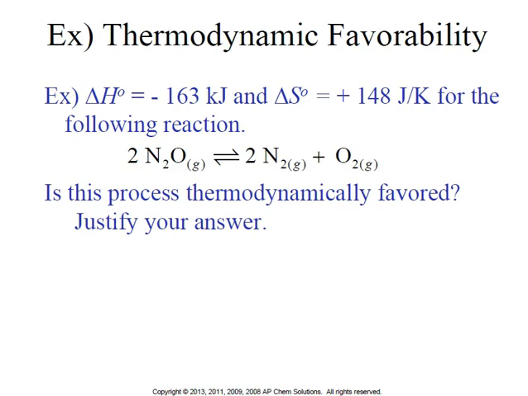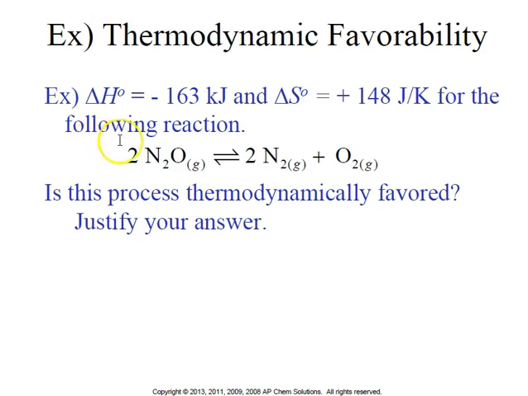Here's another example where we want to know if this process is favorable or not. Before you ever do math on these questions, check your signs on delta H and delta S, because sometimes you can figure it out without actually calculating delta G. Now, if they ask you to calculate delta G, of course you want to do that. But sometimes we can figure out and answer the question, is it favorable, without doing the calculation.